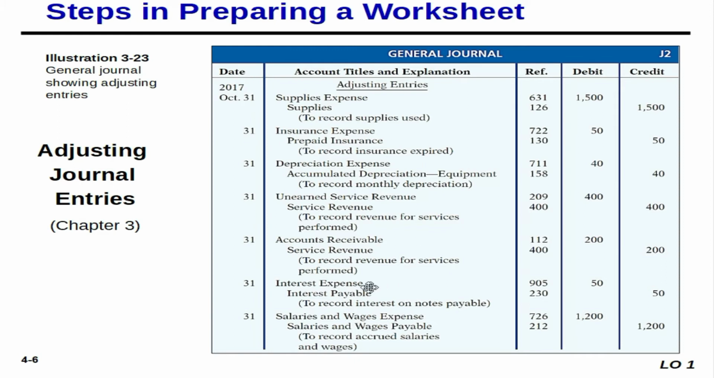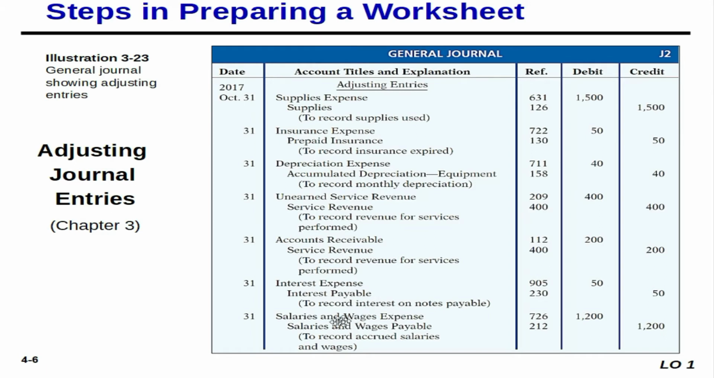Okay, then it looks like we incurred some interest, probably notes payable. So we have to accrue interest expense, so increase that $50, and then interest payable to show that we have to pay this interest at some point in the future, and it says it right here. It's to record interest on notes payable.